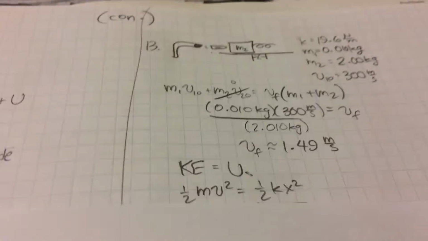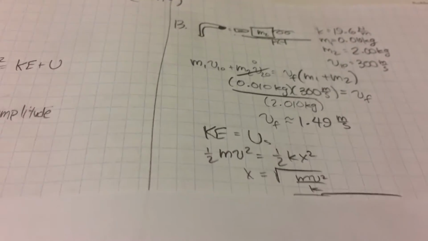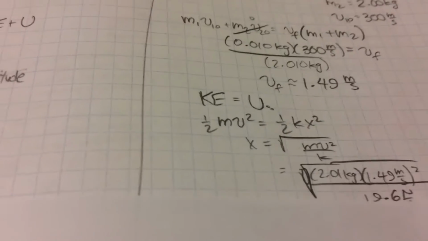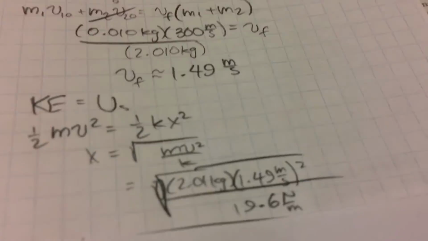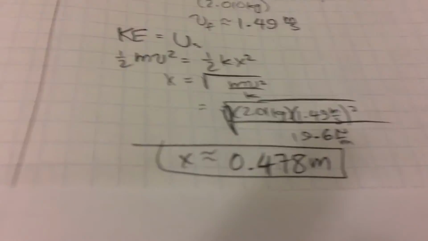I didn't have the velocity, and so you can just isolate x, because it's asking for the displacement of the system of the two masses, and you just plug in the values. Everything else is given except for the velocity, and you get approximately 0.478 meters.